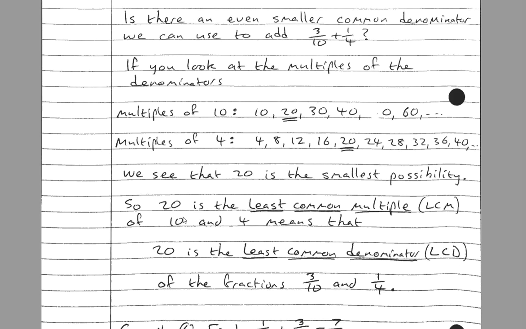So in the jargon, 20 is the least common multiple, LCM, of 10 and 4. And that means 20 is the least common denominator of these two fractions, so the LCD. All right, so we've got lots of acronyms. Remember we had GCF, the greatest common factor, but this is a different idea.